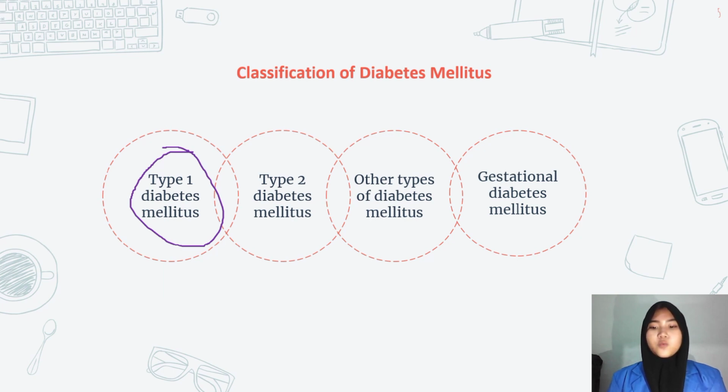Patients with type 1 diabetes mellitus need insulin to survive. Insulin is given by injection into the patient's body. If insulin is not given, the patient will become unconscious, also known as ketoacidosis or diabetic coma.